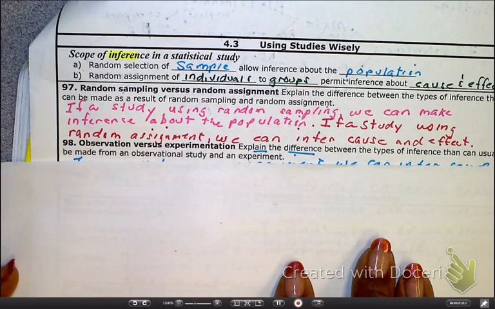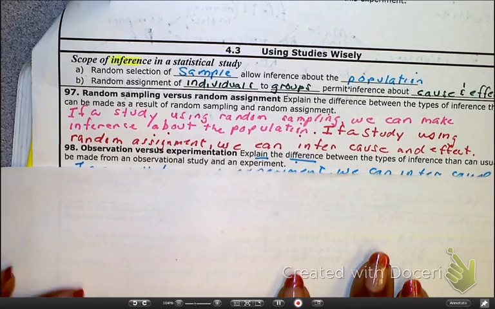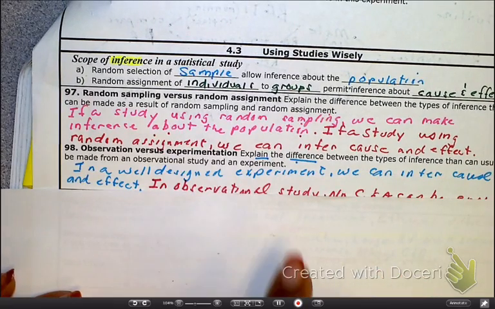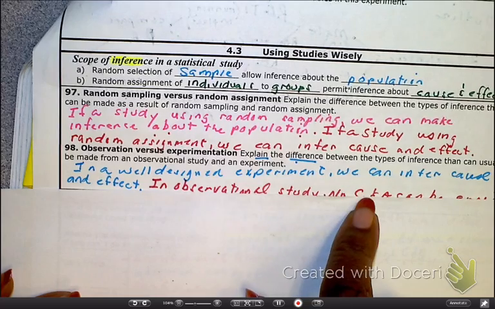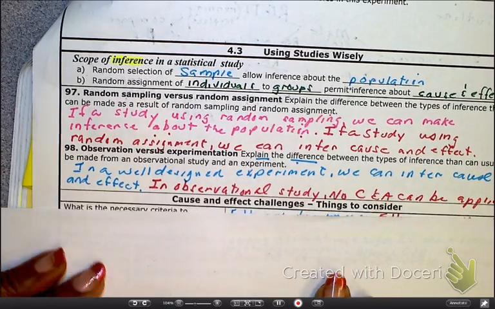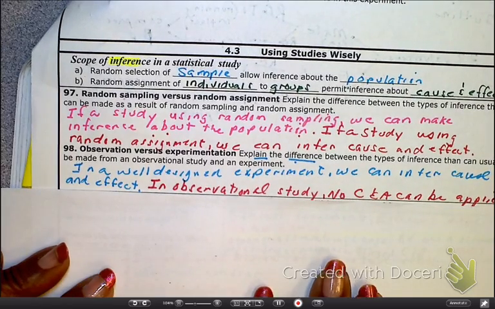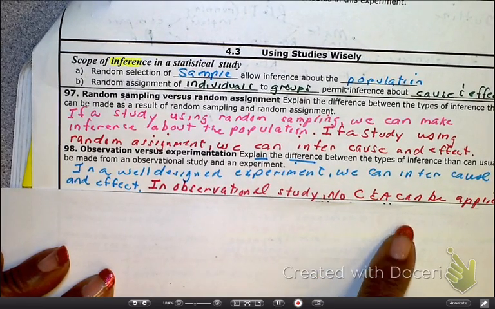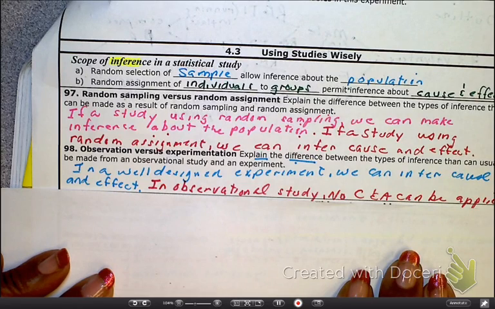So, explaining the difference between the types of inference that can usually be made from an observational study and an experiment. Remember, we can have a well-designed experiment, and that can infer cause and effect. But in an observational study, we have no cause and effect. So since we have no cause and effect, it is not applicable.